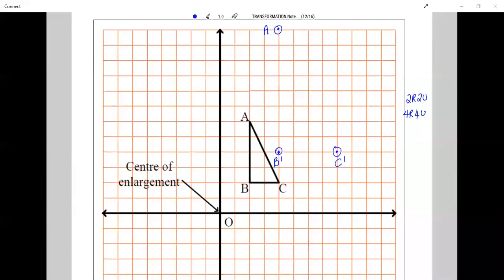This is A prime. Now, to complete my figure, all I need to do is to what? Use a ruler and a pencil to connect the vertices. This is the object, and this is the image, and k, the scale factor, is equal to 2. I need all of you to do the same with your diagram.